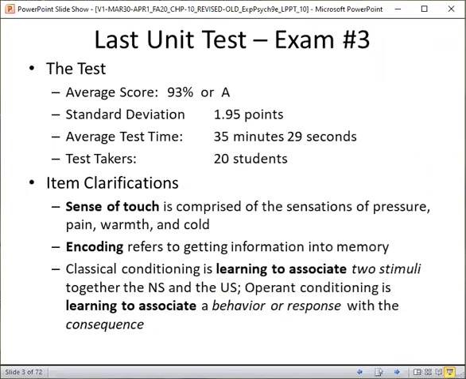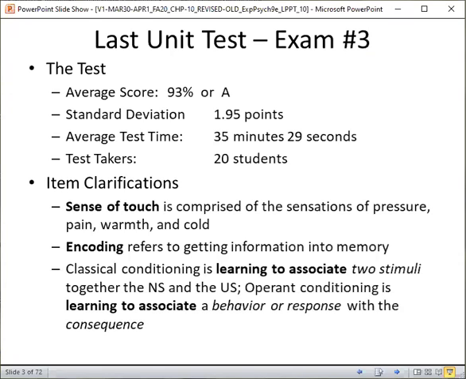So last unit test, exam number 3, the average score was 93. So we did see a bump up relative to the midterm assessment that equates to an A in this particular class. Our standard deviation is somewhat tight, so everyone was somewhere around the same area. The average test time here took about 35 minutes and 29 seconds. So we are well under the 90 minutes that I give you for your assessment, and you seem to comfortably get through this just fine. The test takers, there are 20 of you who logged in and took the test during this outing.